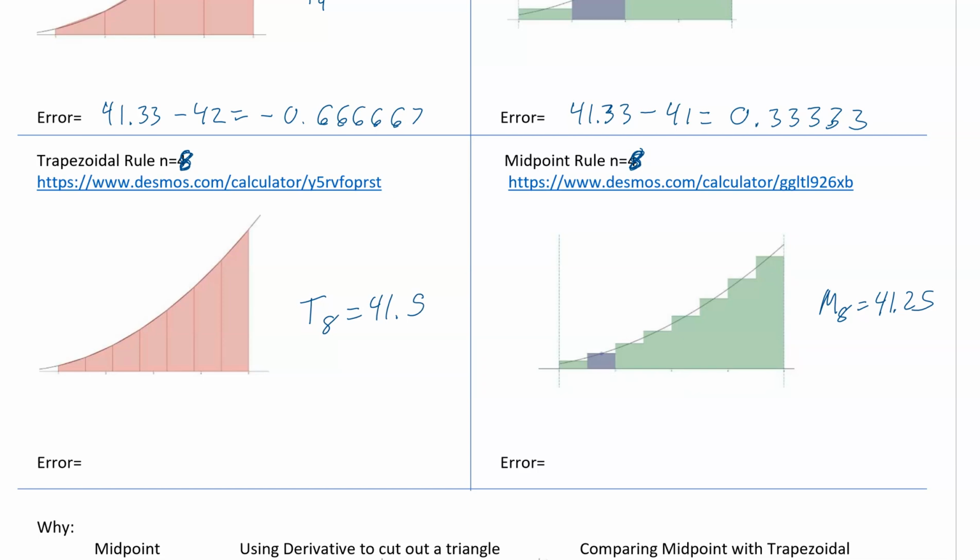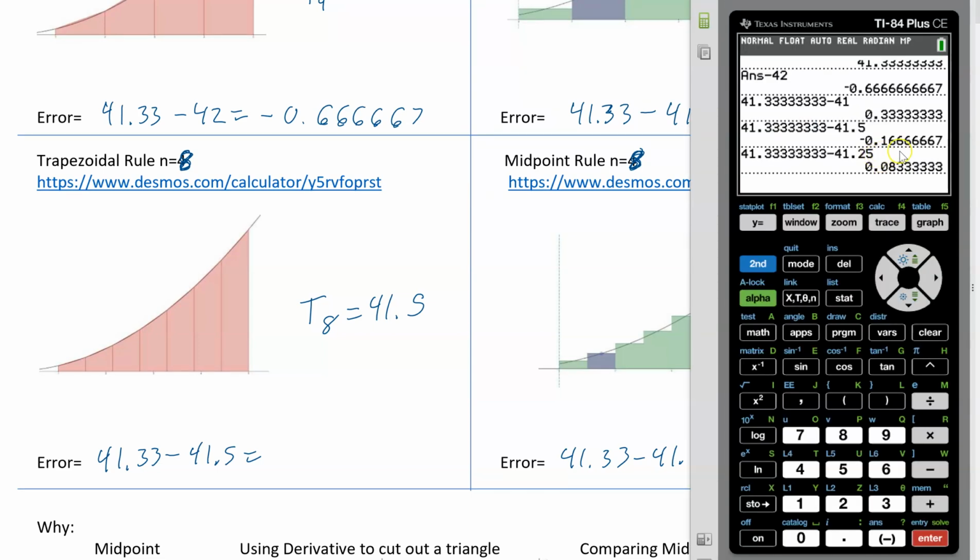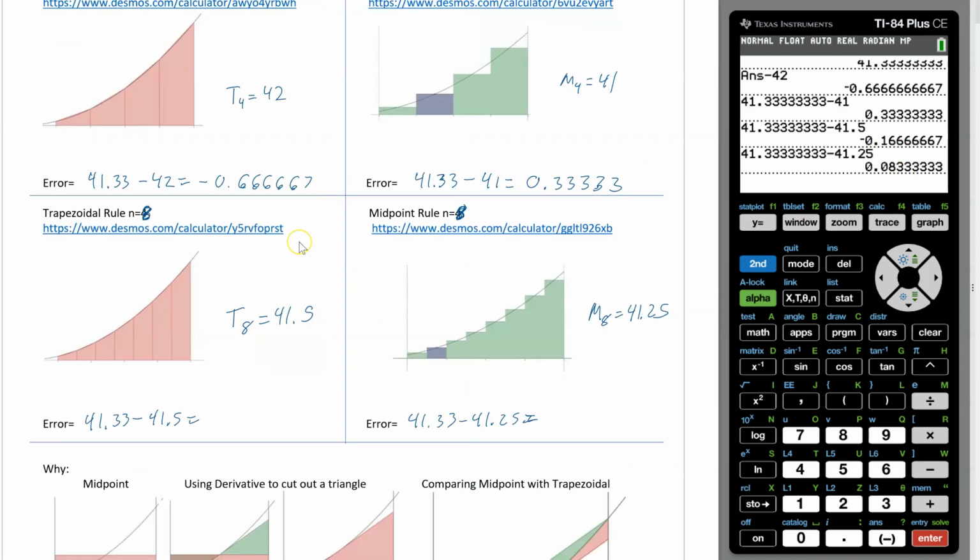So now let's see what we get. If we do 41.33 minus 41.5, our error is going to get smaller. 41.33 minus 41.25, our error will also get smaller. So we get negative 0.166 and 0.083. So just like before, we get negative 0.16667 and 0.08333. So you can see again, one is negative, one is positive.